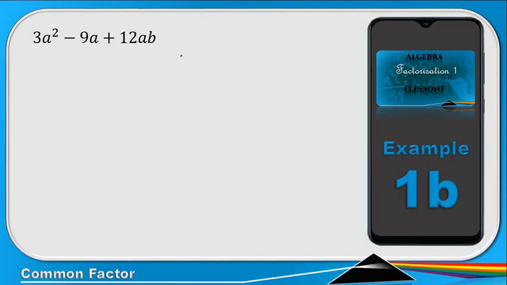Okay, so for example 1b, here we have 3 terms. Now let's start with our coefficients. We've got 3, 9 and 12. So the highest common factor between 3, 9 and 12 is 3. So I write that down.